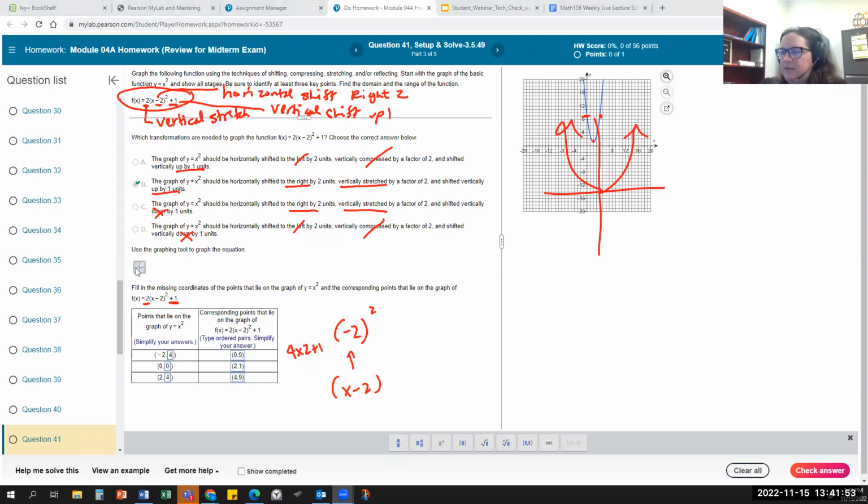But this ordered pair part, I'm pretty sure you will not have on the midterm. Do be able to identify what those transformations are and graph using the transformation tool. That's mainly what you need to be able to do. All right, hopefully that helps with that homework.